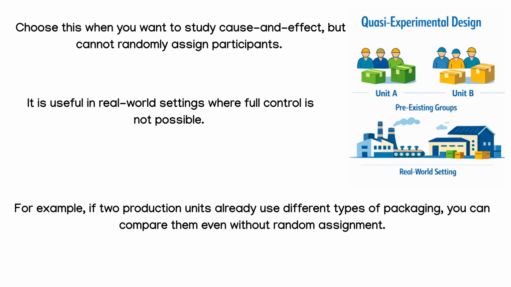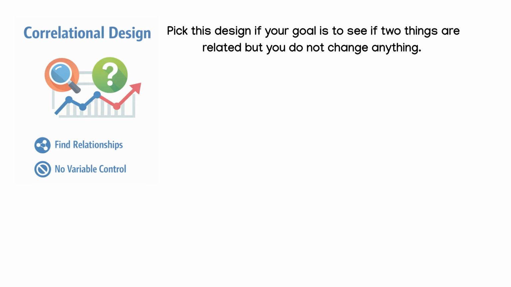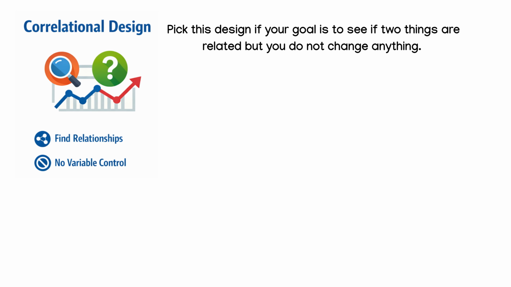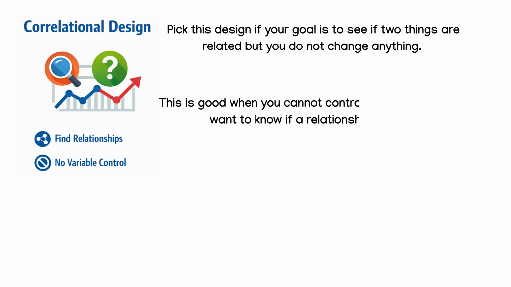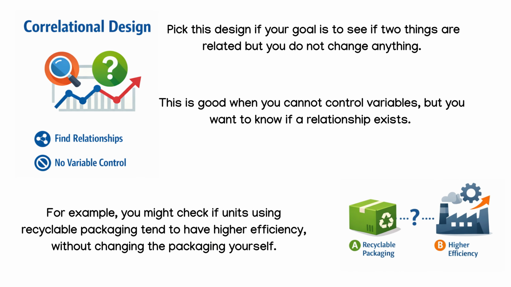For example, if two production units already use different types of packaging, you can compare them even without random assignment. Correlational design. Pick this design if your goal is to see if two things are related but you do not change anything. This is good when you cannot control variables, but you want to know if a relationship exists. For example, you might check if units using recyclable packaging tend to have higher efficiency, without changing the packaging yourself.